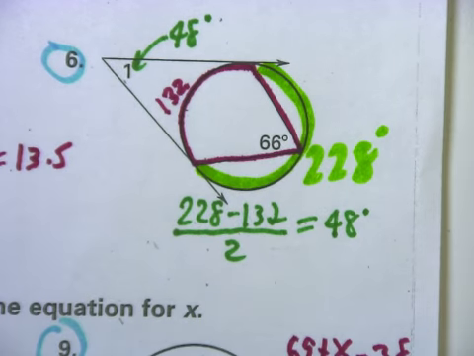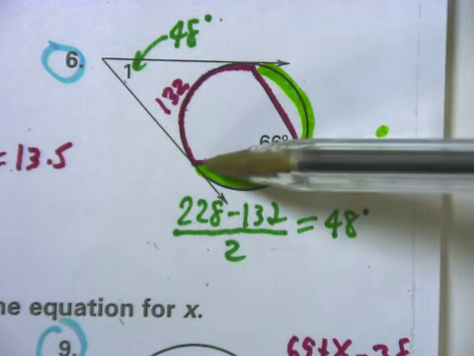Now I can find the angle. 73 minus 46 divided by 2 is 13.5, and there's the angle there.